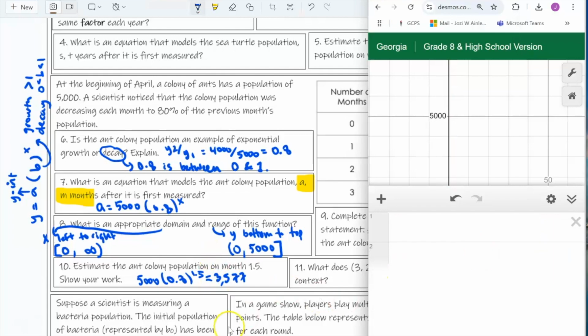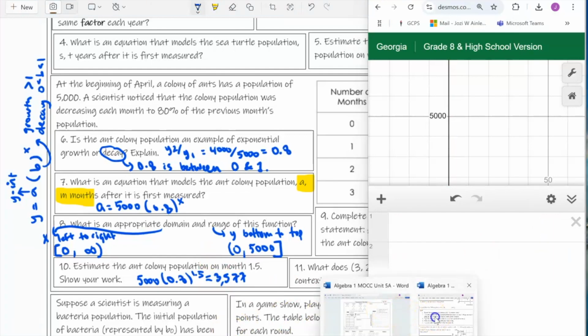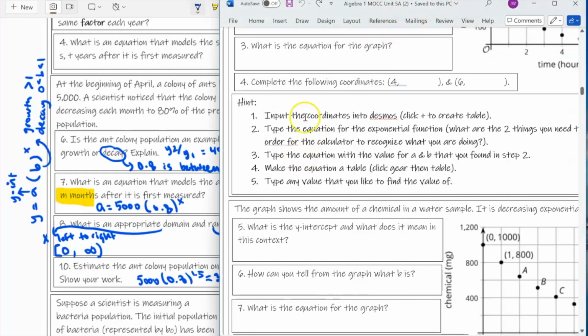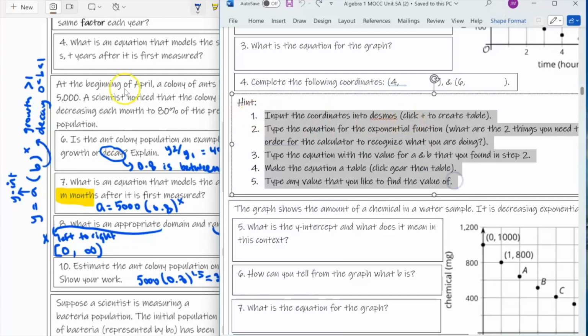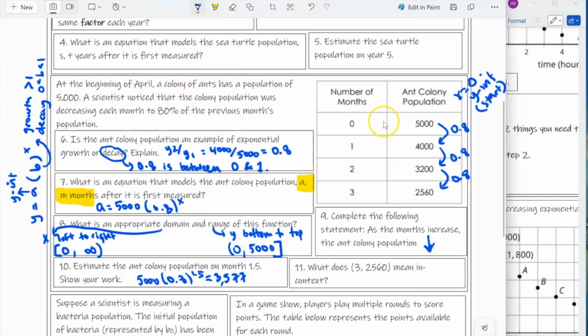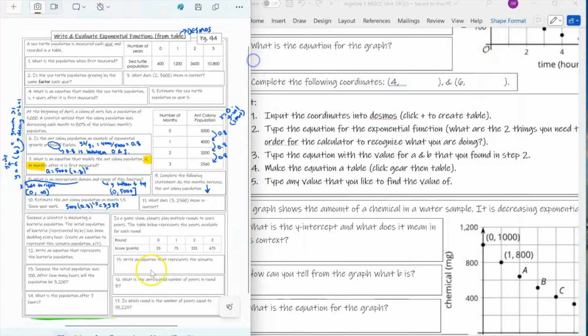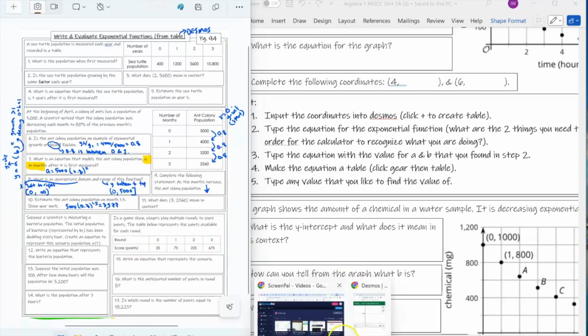real quick because I was supposed to be doing it with a calculator. All right, but I am going to go through it a little bit fast. If you look on the next page, you'll see your notes, which are right here. These are what you're going to be doing. Input the coordinates into Desmos, hit create table. So I'm going to do that right here. I do apologize because I was supposed to have done that the whole time.